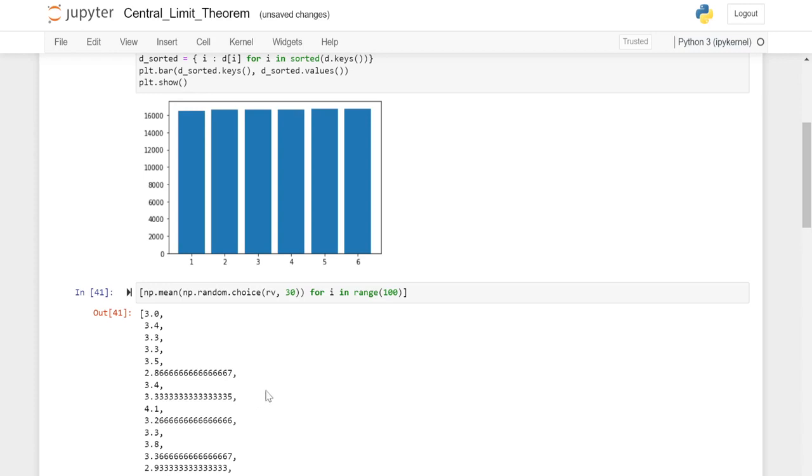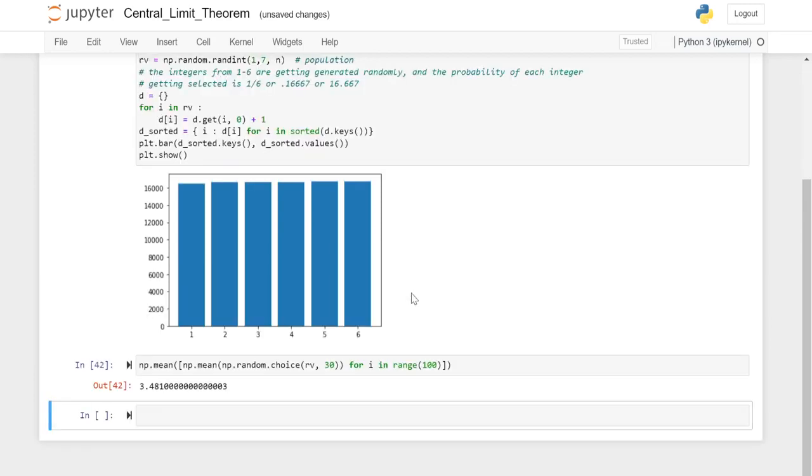Then we will take the mean of these means. So let us do that. np.mean. So what is this? The mean of means. It is expected to be very close to 3.5, and that is the case. Okay, this is one conclusion. Our population mean, this is our population.